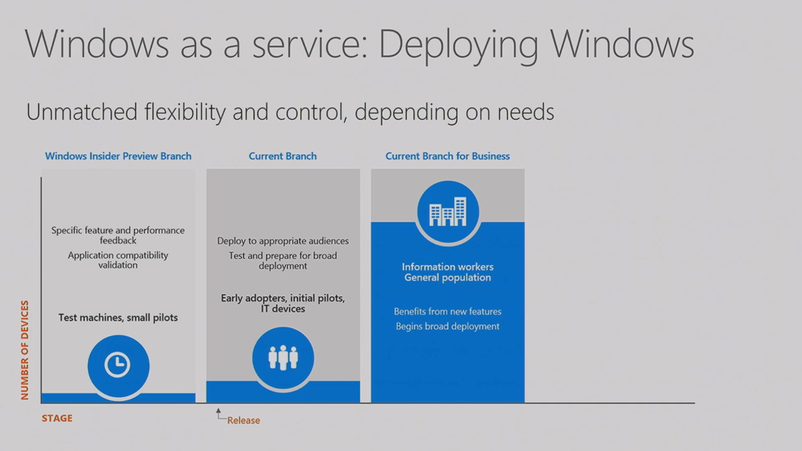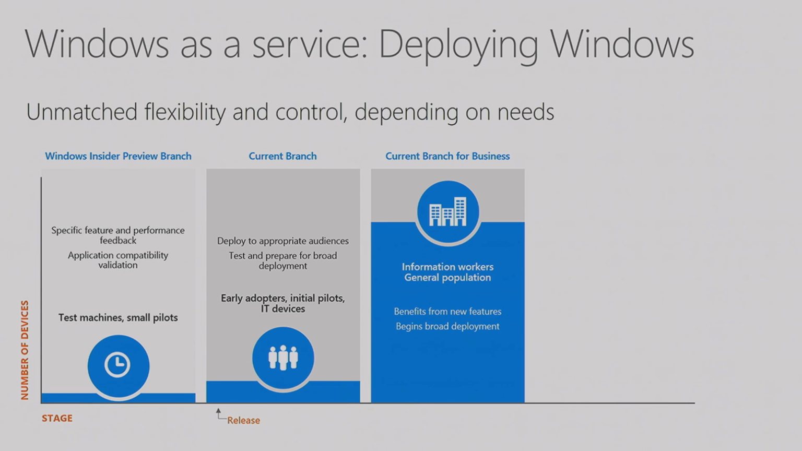When a release initially comes out, it's considered current branch. After about 4 months, we'll declare that this is now a current branch for business release. That signifies that we think it's now ready for broad deployment. We don't think any organization should just wait. There's some that are tempted to just say, let's just wait until current branch for business and we'll start then.